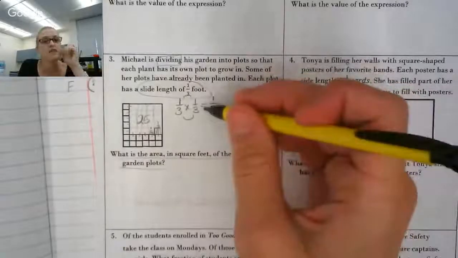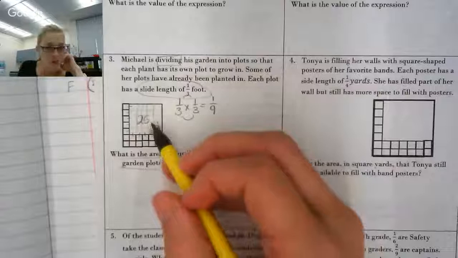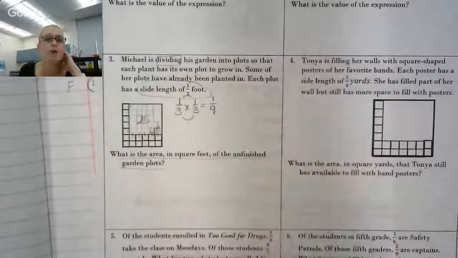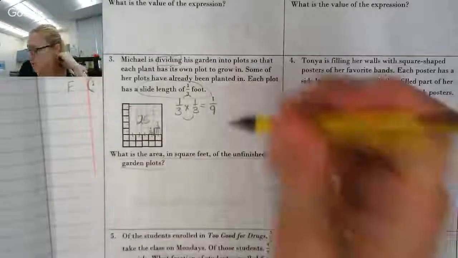So 1/9 is the area of just one plot, but I don't have one plot unfinished. I have 25 plots unfinished. So I could add 1/9 plus 1/9 plus 1/9 plus 1/9 and go on and do that 25 times. Or I could multiply by 25 whole.